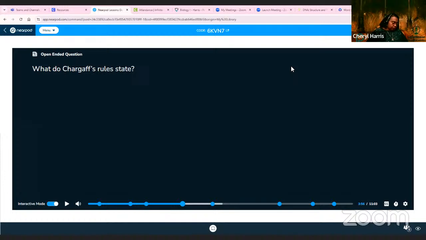Now, Chargaff's rules are complementary base pairs. So who goes with who? That's what it's asking you. Which pairs always match with each other? And this is going to be important because you're going to have to decode a DNA. So you're going to have to know which pairs match all the time.